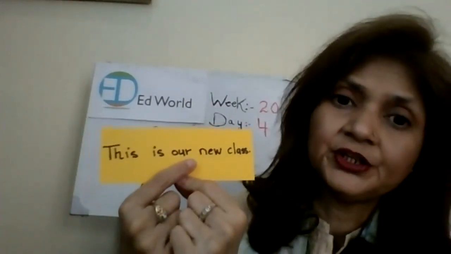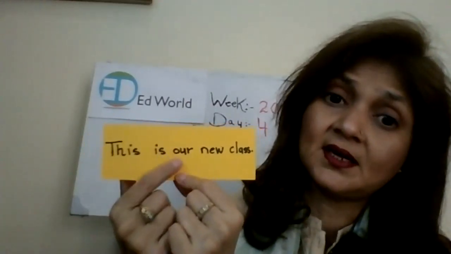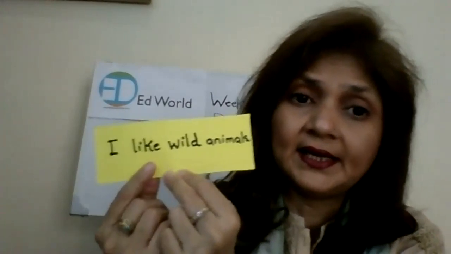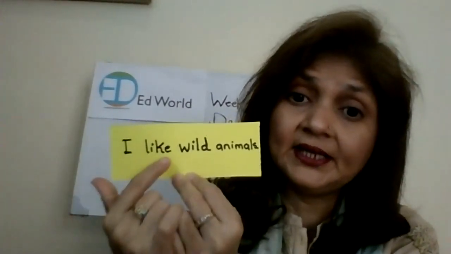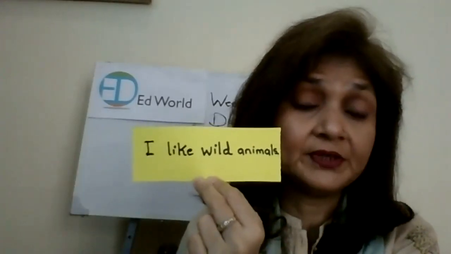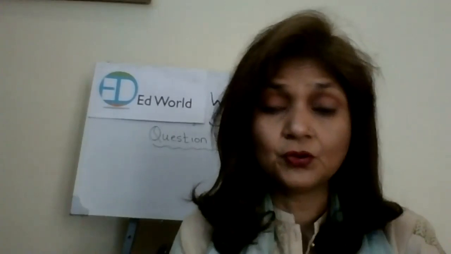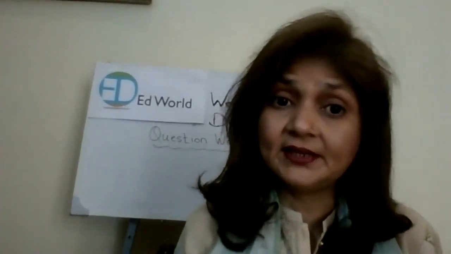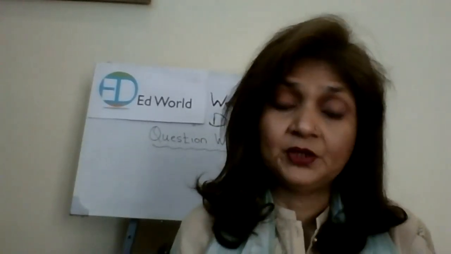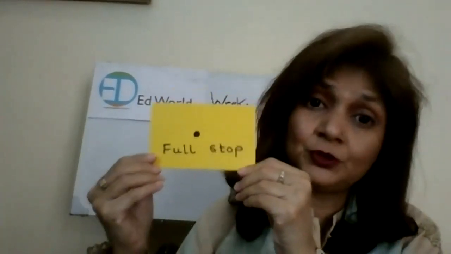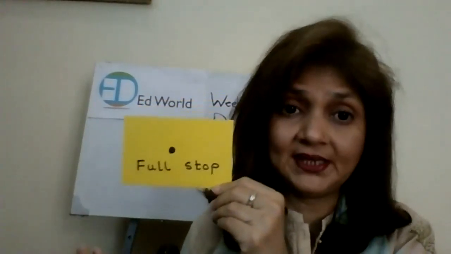This is our new class. I like wild animals. Again, what is this? It's a simple sentence. It's telling something, that I like wild animals. So all these sentences that I have read just now were telling sentences. They were telling you something. They start with a capital letter and end with a full stop. Full stop is like this, as you already know, right?